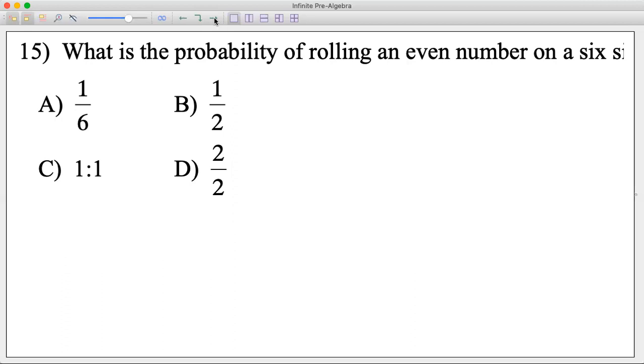Count and say at the same time. There are 3. How many things can happen when you roll one die? 6. Reduce the fraction. 3 over 6 is 1 over 2. So the answer is B.